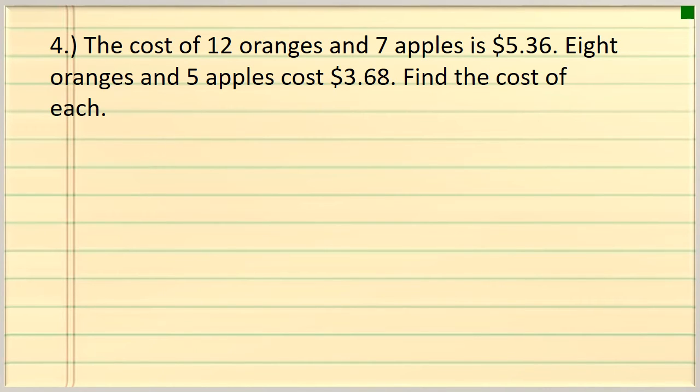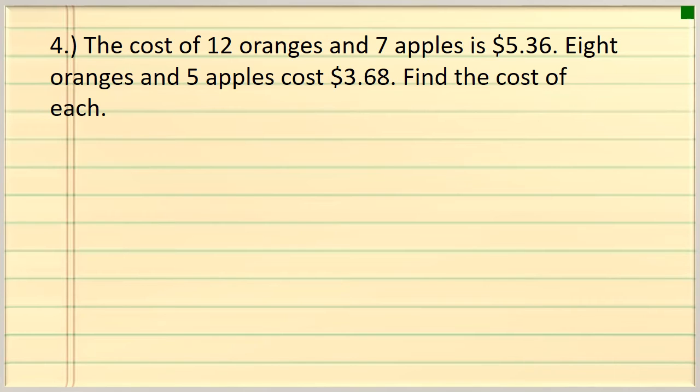Okay, I'm not going to do all of number 4. I am going to read it and tell you which variables I'm going to use. The cost of 12 oranges and 7 apples is $5.36. 8 oranges and 5 apples cost $3.68. Find the cost of each.